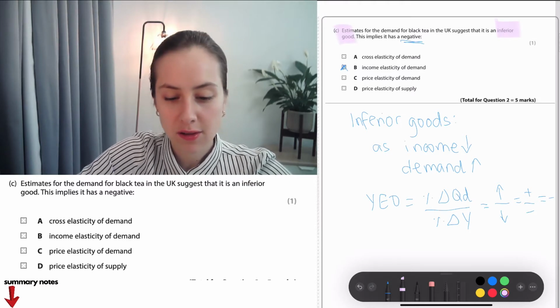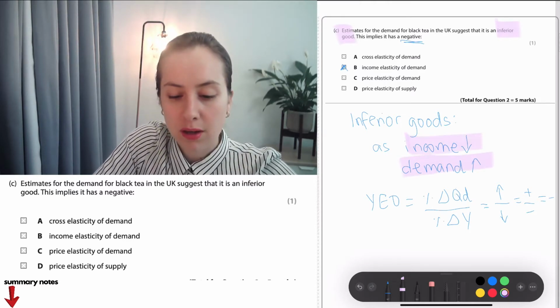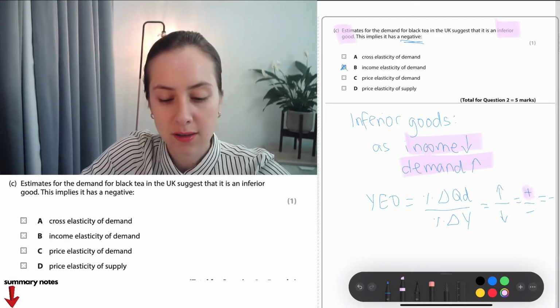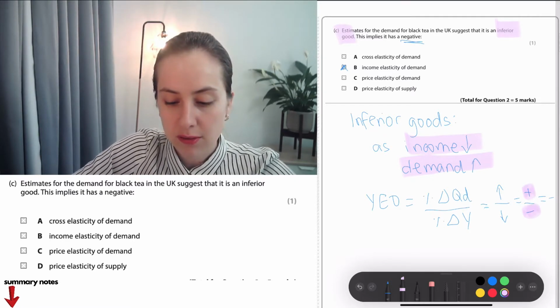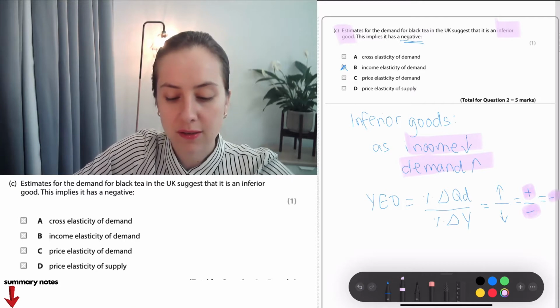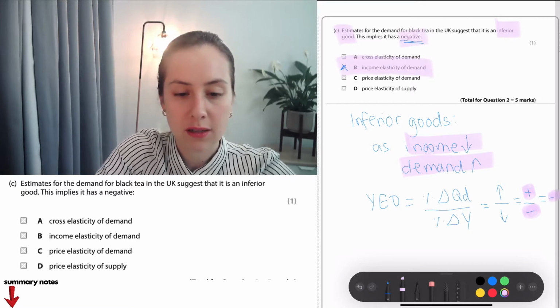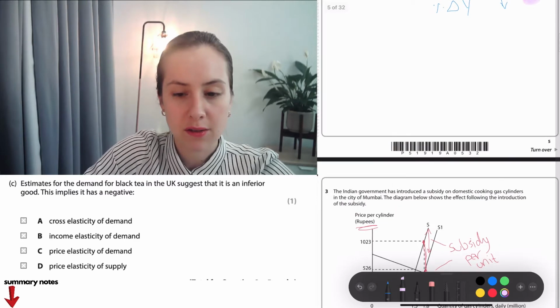Inferior goods, these are goods that you buy more as your income decreases. So that's going to be a positive, that's going to be a negative, giving you a negative sign. So B is the answer.